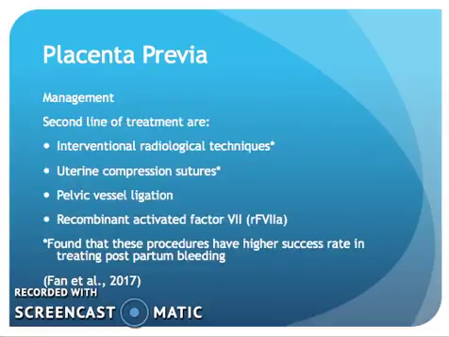And the second line of treatment: interventional radiological techniques, uterine compression sutures, pelvic vessel ligation, and the recombinant activated factor. But of these four treatments, the interventional radiologic techniques and the uterine compression sutures have been found to have a higher success rate in treating postpartum bleeding.